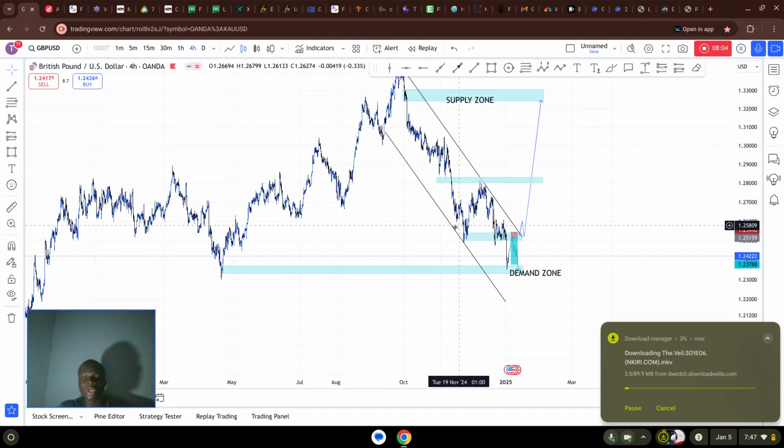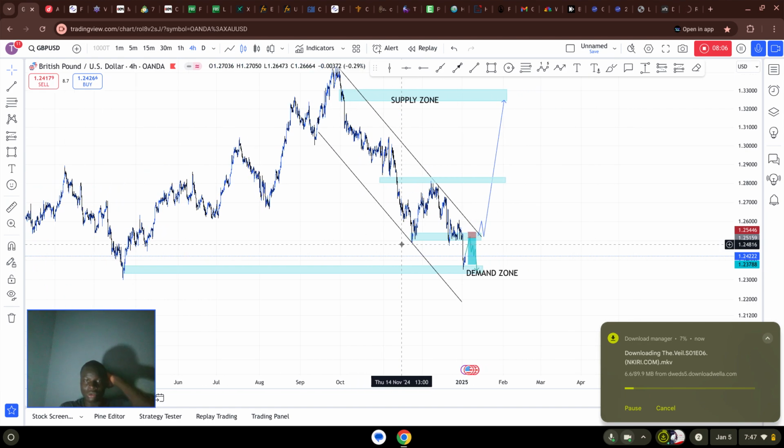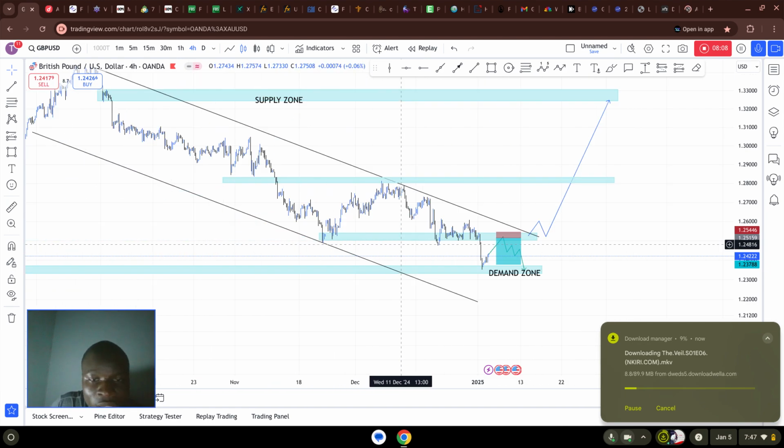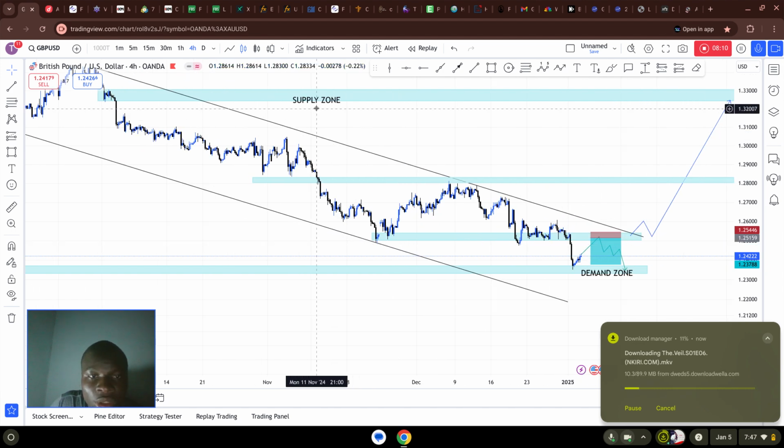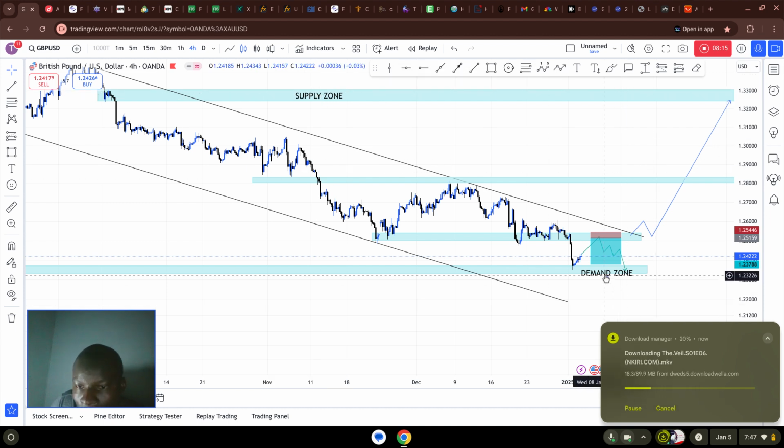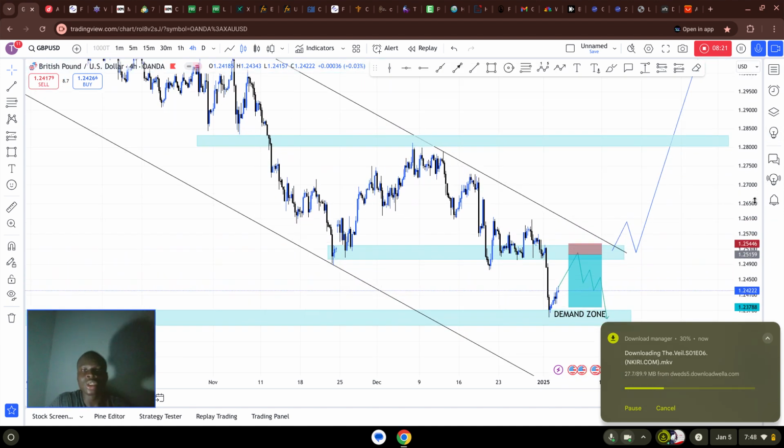So about where we are. As you can see, that is our demand zone. And that's how it is. So that's how it goes. As you can see, that is that.